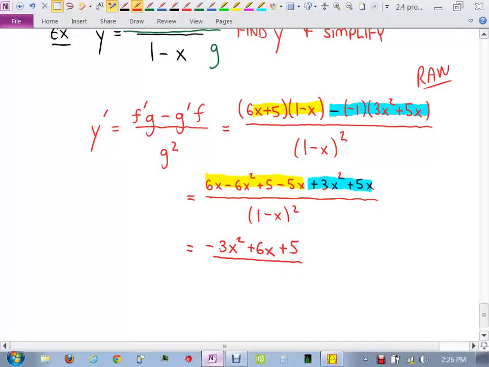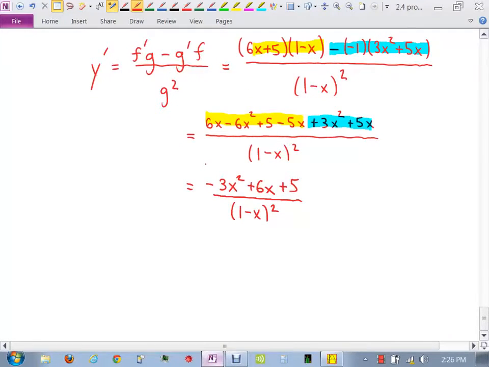Is this right? Did I make a mistake or anything? Does anyone see any mistakes? The bottom, you can leave it as is because you could argue that's already simplified since it's factored. But if you wanted to, you can multiply it out.